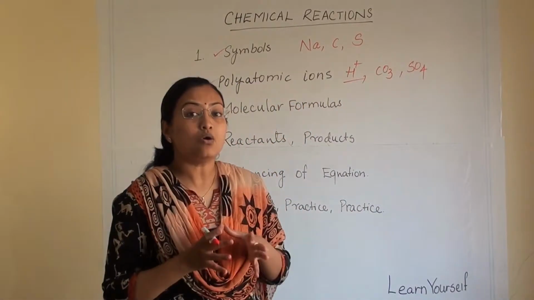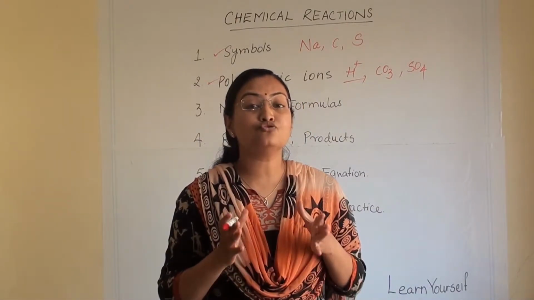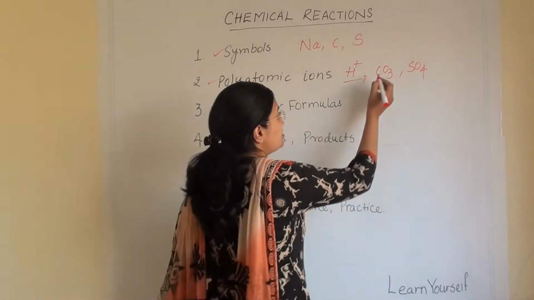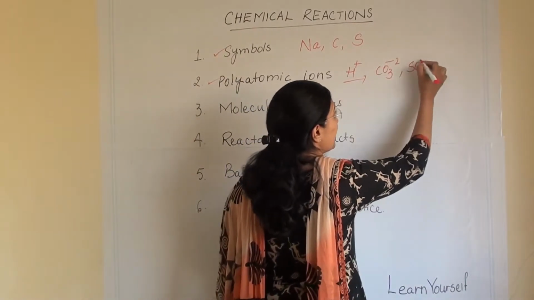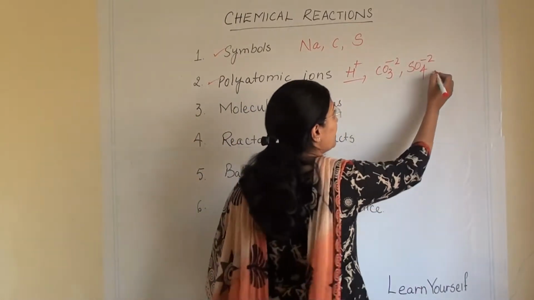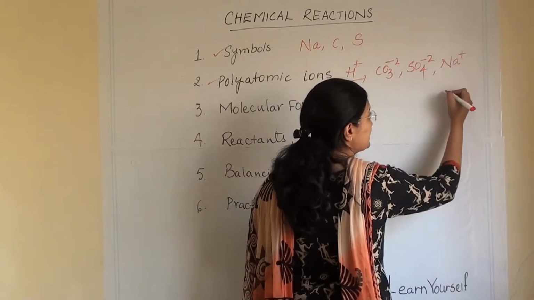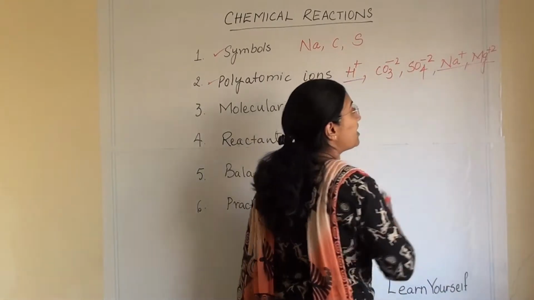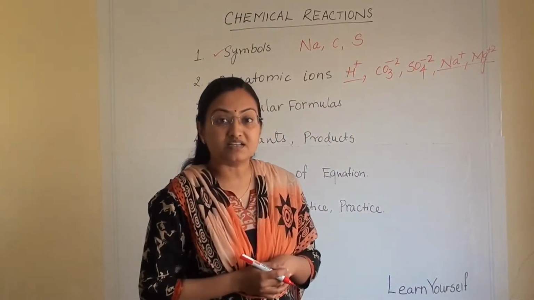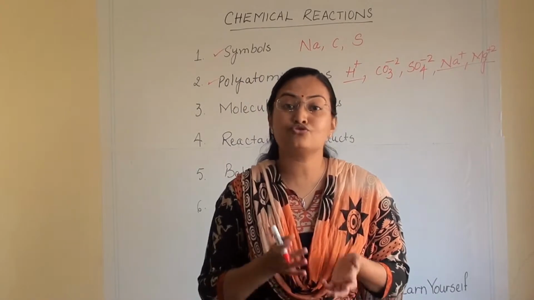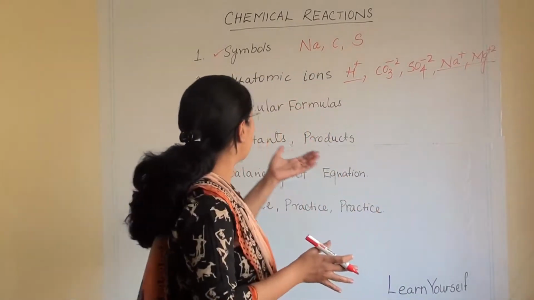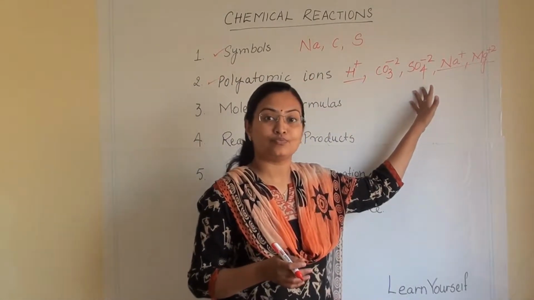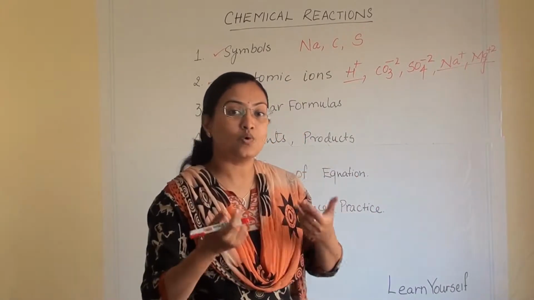When you are remembering all these polyatomic ions, you should also remember their combining capacity. That means CO3 is -2, SO4 is -2, sodium is Na+, then Mg is Mg+2. These two are not polyatomic ions. But when you are remembering the symbols, you should also remember this type of polyatomic ions and their combining capacities. So, what is our next step?